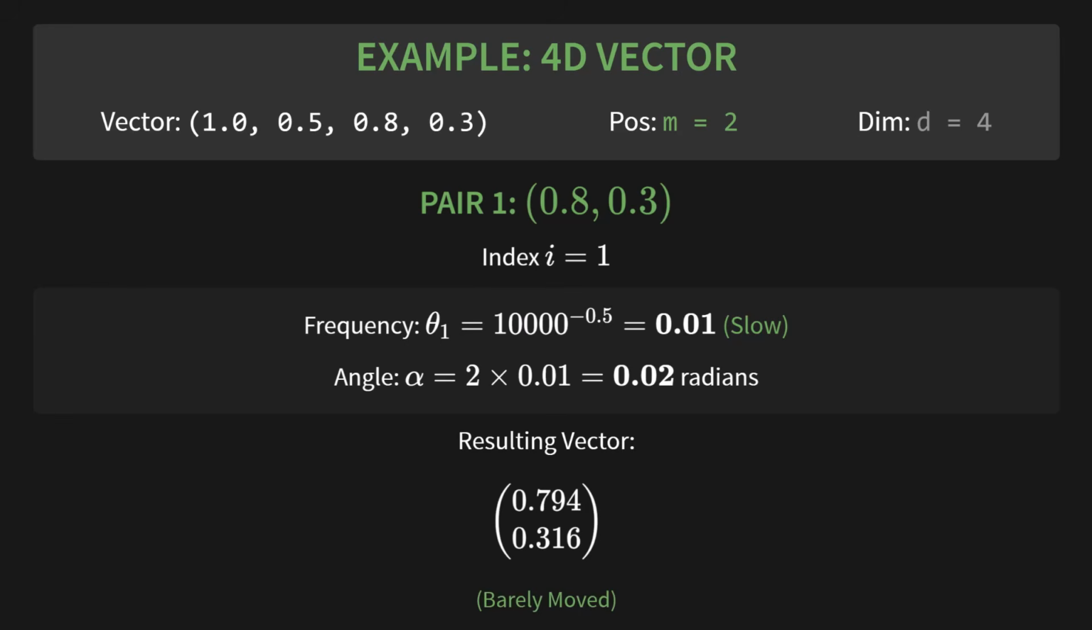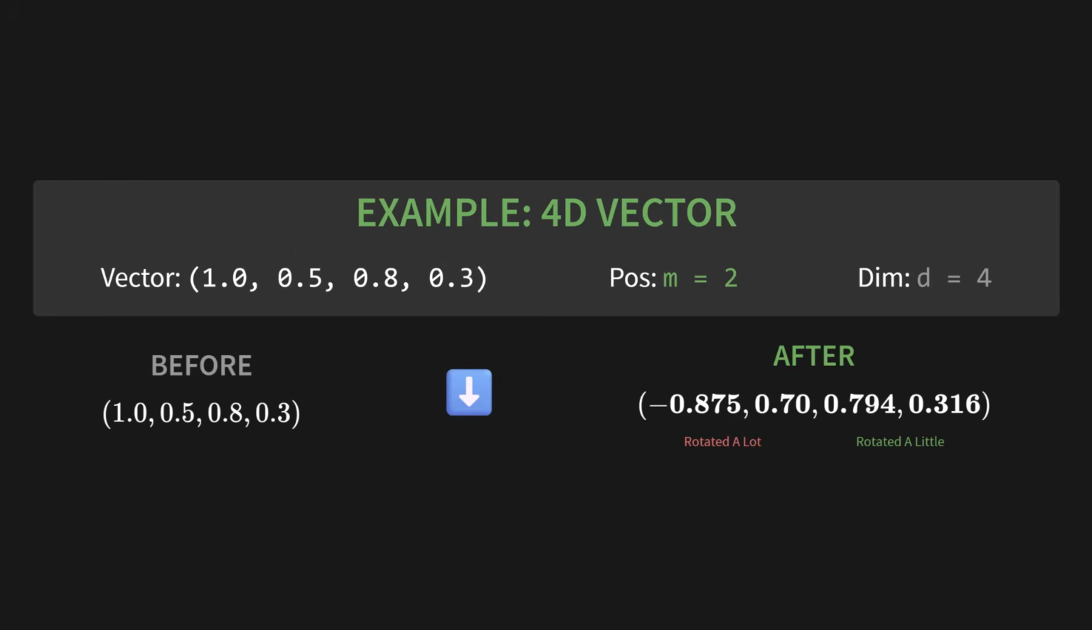And the resulting vector? It barely moved, from 0.8, 0.3 to 0.794, 0.316. So let's look at the final result. Our vector started as 1.0, 0.5, 0.8, 0.3, and after the RoPE transformation for position 2, it became negative 0.875, 0.7, and 0.794, 0.316. The first pair rotated a lot. The second pair rotated just a little.